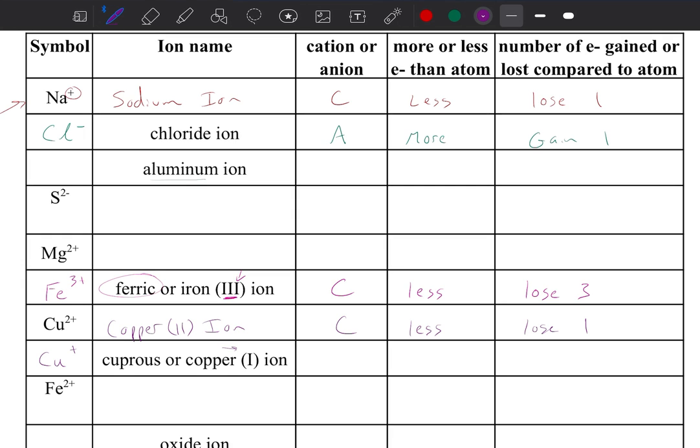Sorry, in this case, I was looking at the wrong slide here. So in this case, it's actually going to lose 2. And in the bottom case, it's going to be the same, copper, fewer electrons, but in this case, it's going to lose 1.